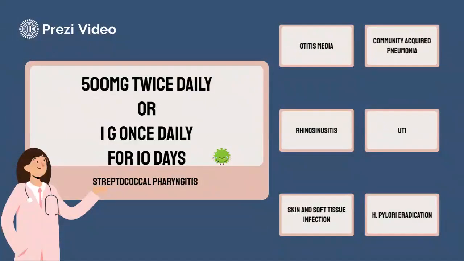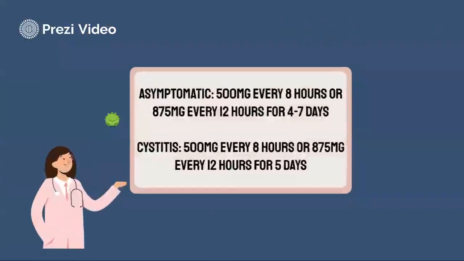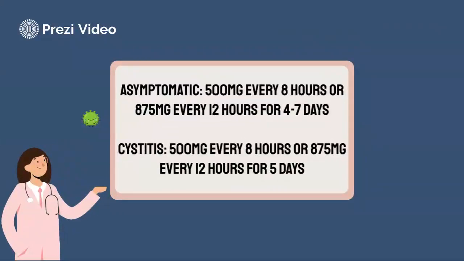And then we also have UTI. For asymptomatic, you may use 500 milligrams every 8 hours or 875 milligrams every 12 hours for 4 to 7 days. And then if the patient has cystitis, then they may use 500 milligrams every 8 hours or 875 milligrams every 12 hours for 5 days.